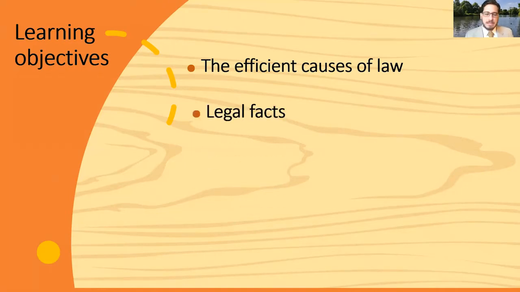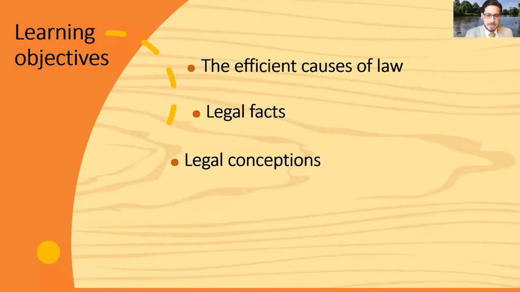In the efficient cause, we find so many things. For example, legal facts: how they work, and why legal facts are a source of law. This is the question here. Why are all the efficient causes a source of law?